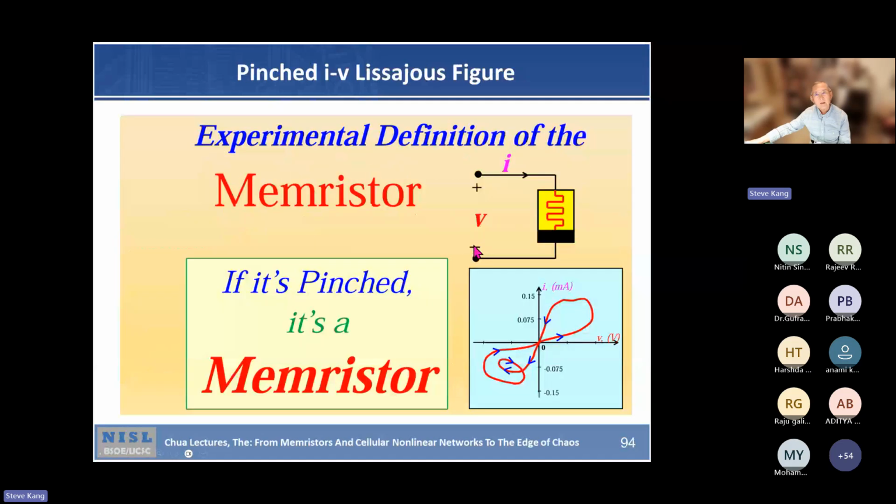So the experimental definition of a memristor is, if it is pinched, it's a memristor. It has to pass through the origin, because whenever voltage is equal to 0, current is equal to 0, and whenever current is equal to 0, voltage is equal to 0. So that's Ohm's law. And the other thing is hysteresis. So you can have a strange behavior like this, but it has to pass through the origin.